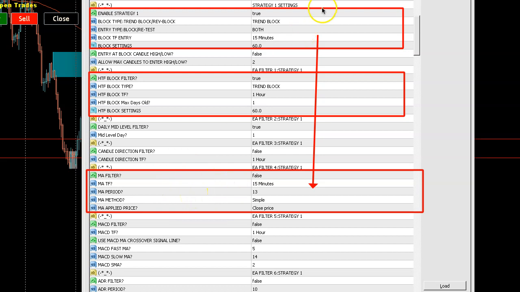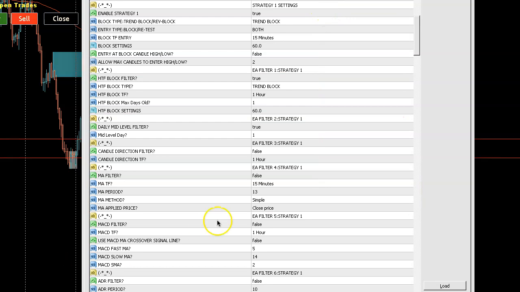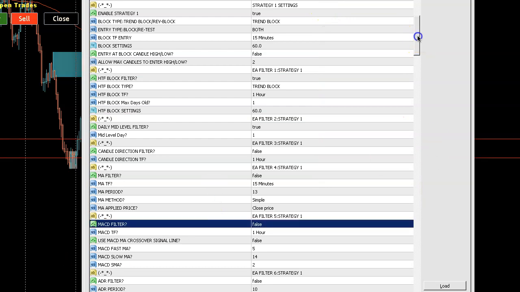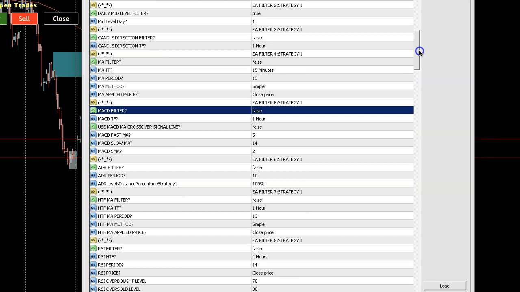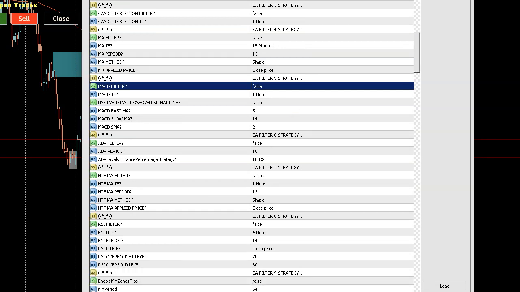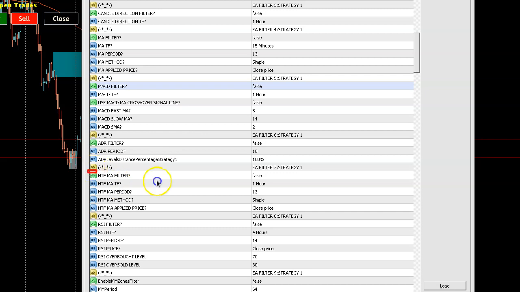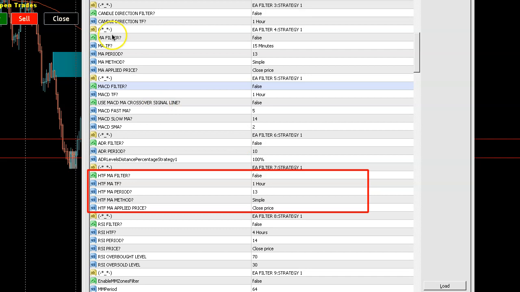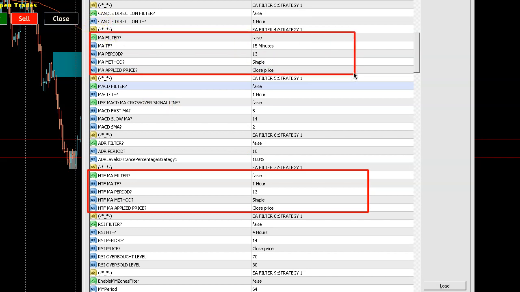But we have another filter, like I said, that I added. I got rid of a filter that I was not really happy with, and I added filter number 7. I interchanged it with the Bollinger. I didn't like the Bollinger, so I interchanged it with a higher time frame. So filter number 7 and filter 4 are pretty much the exact same thing.